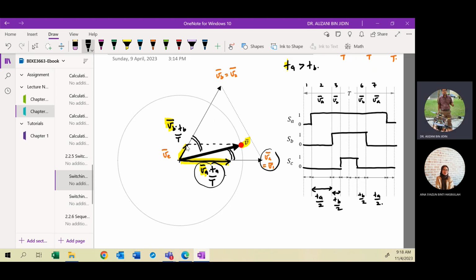So since VB and VA are the same value, the different term is the time, TA and TB. So your time will determine the length of the component vector. So TA will be larger than TB. That's why the size of interval 2 and 7 will be larger than interval 3 and 6. Nampak? You try to compare the size of interval. So meaning that the time taken to switch vector VA will be longer compared to selecting vector V2. Nampak?